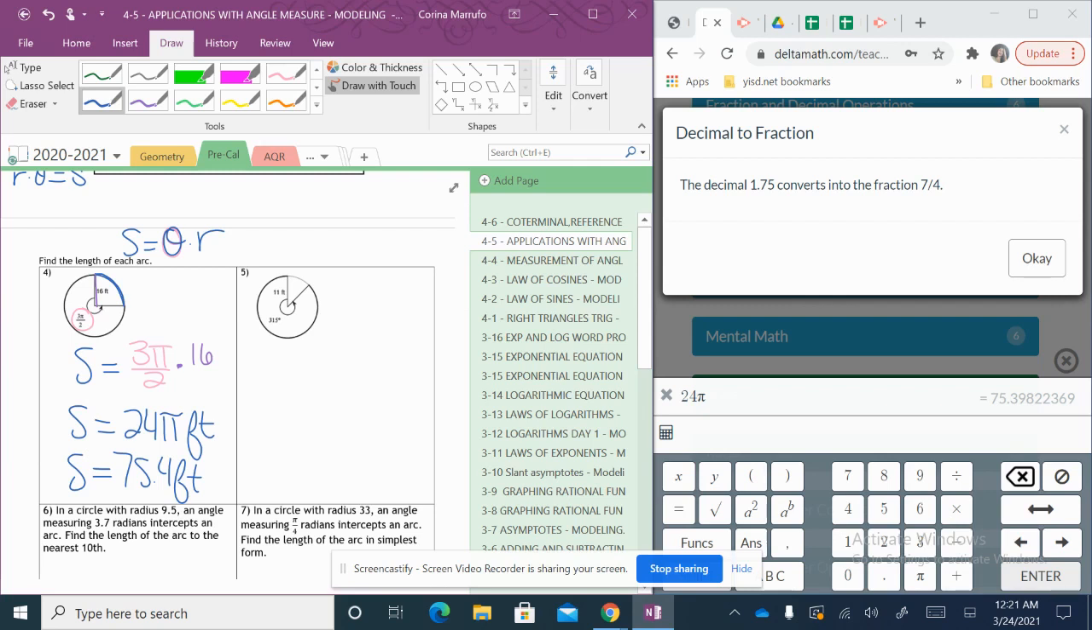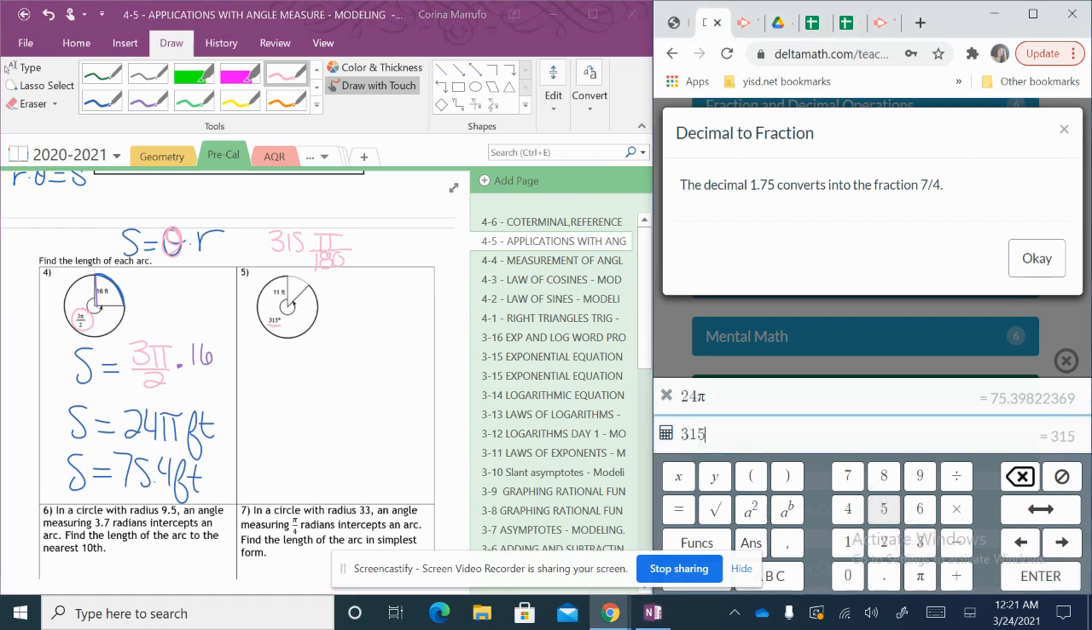75.4 feet. Okay, now looking at the next one. Now this one, they give us the angle in degrees. Now we do not want the answer in degrees because that's not how the formula was made. It was not made to be plugged in as degrees. So we do have to change that to radians. So I'm going to go ahead and take 315 and multiply it times pi over 180.